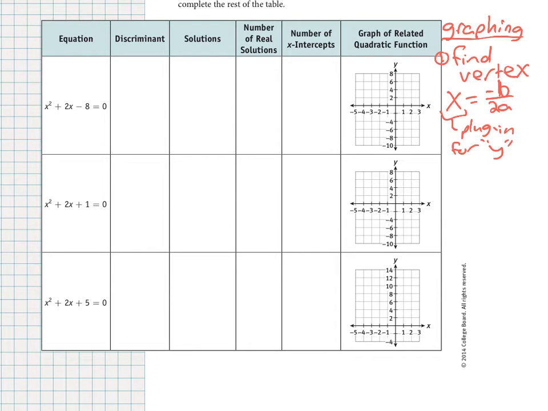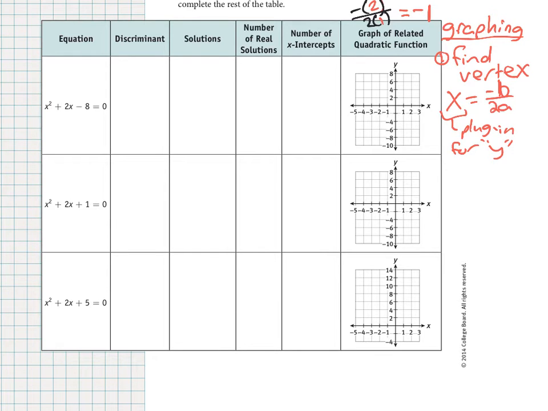All right, so you have to do that on this first one. So let's go ahead and do that. My b value is 2. So negative 2 divided by 2 times my a value of 1. What's that going to equal there? Negative 2 over 2 is negative 1.